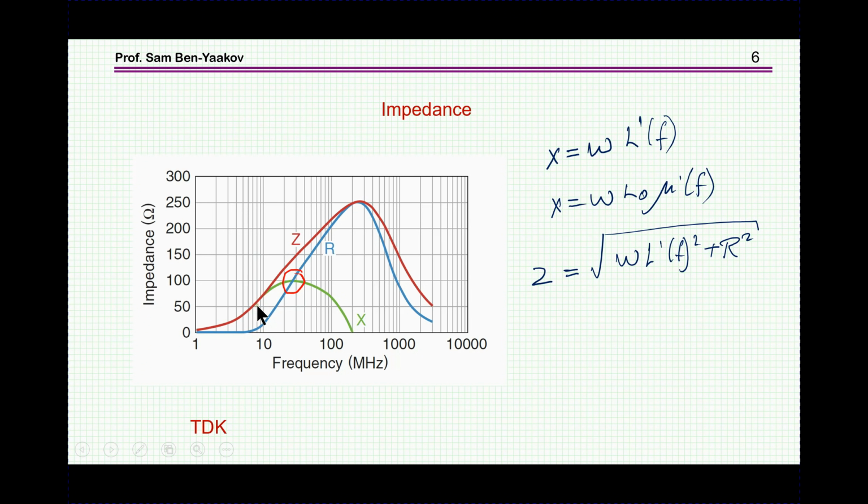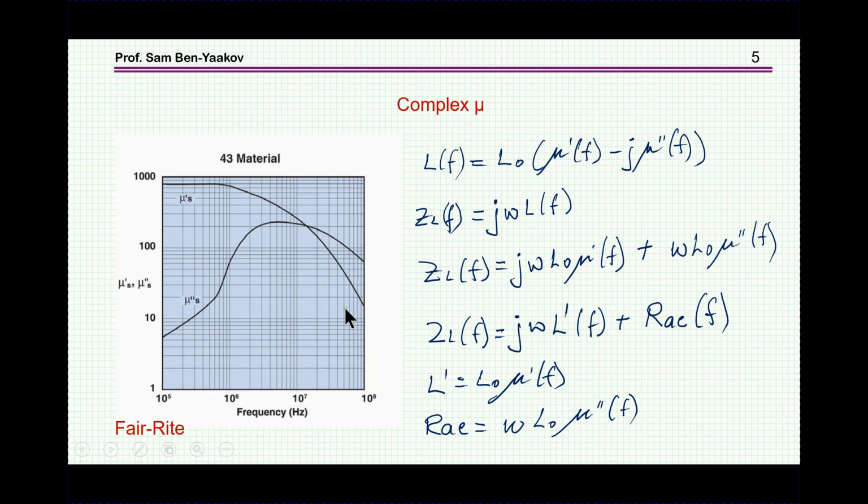One is the inductive part. Here it is. This is the inductive part. This is omega times L. L is frequency dependent. And what we see here, and this is due to this mu, of course, and times frequency, is that it goes up and then actually it goes down because mu is dropping at high frequency.